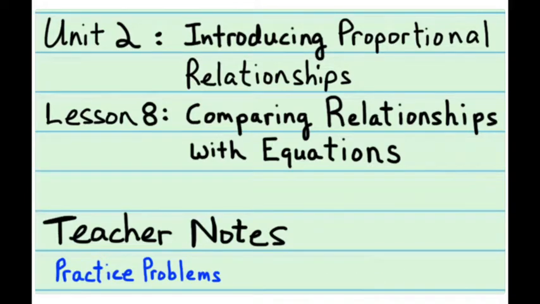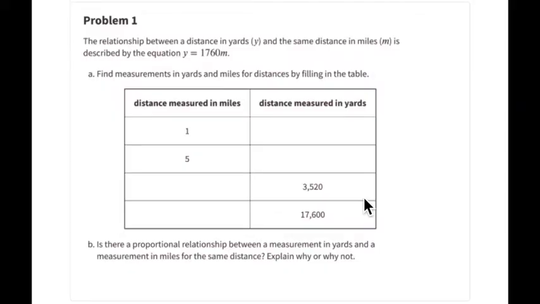This is practice problem number 1 for lesson 8, comparing relationships with equations. In this problem, you're given the equation for the relationship between yards and miles, converting miles to the number of yards. That equation is that yards, the number of yards, are equal to 1,760 times the number of miles.